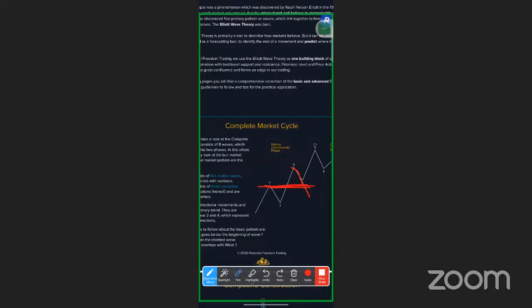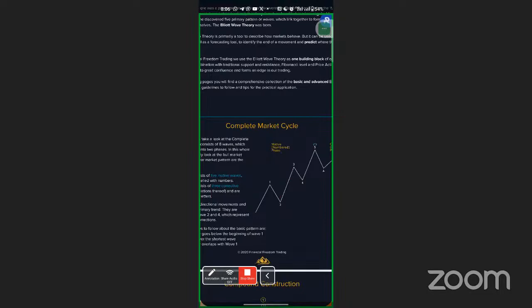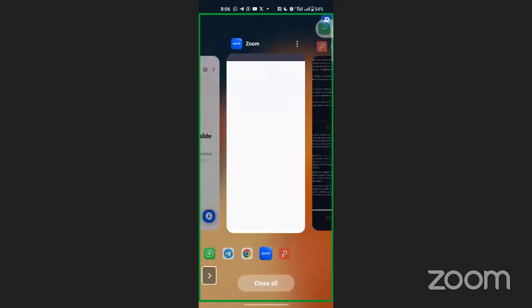3 important rules. Wave 2 will never come back to the level of wave 1. Wave 3 is always the longest wave. And wave 4 never overlaps wave 1. If you have understood the rules, I want to repeat for you for the last time. Wave 2 never comes back to the level of wave 1. Wave 3 is never the shortest wave. It is always the longest wave. And wave 4 never overlaps wave 1. If you have understood the 3 rules of the Elliott wave, give me a 3 in the chat.